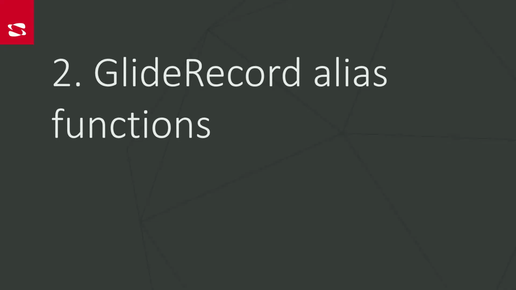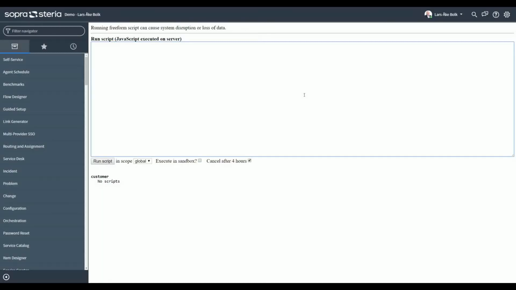Let's talk a bit about GlideRecord alias functions. First, let me demonstrate the potential problem. Assume you do a GlideRecord search using the query function and the next function. This example with the GlideRecord search against the sys template table is pretty straightforward. The expected result is that the sys ID of every record in the sys template table is written to the system log. Let's execute this simple script.